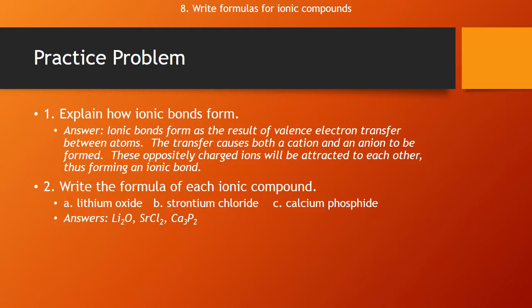Strontium is 2 plus because it's in group 2. Chloride is 1 minus, being in group 17. So we need 2 chloride ions. And then finally, calcium phosphide should be Ca3P2. Because calcium is 2 plus, because it's in group 2. The phosphide ion would be 3 minus, being that phosphorus is in group 15. And so we need 3 calcium ions and 2 phosphide ions for the charges to cancel.